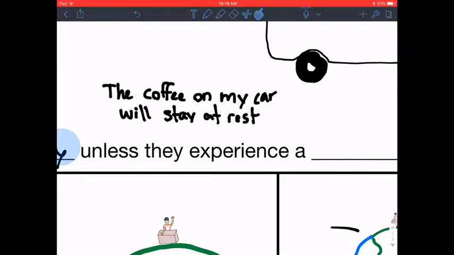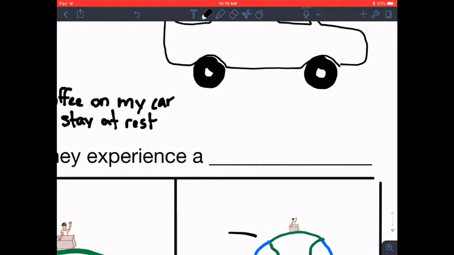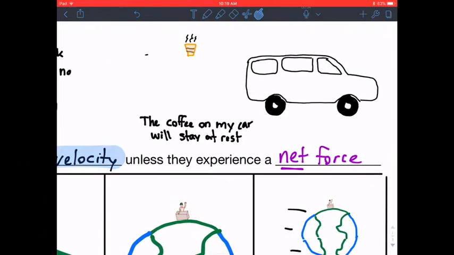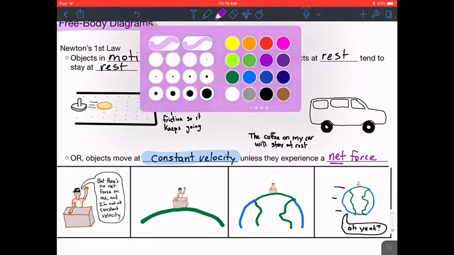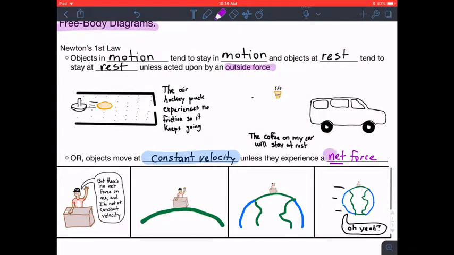And the unless part is going to be unless they experience not an outside force, but what we call a net force. Basically, an outside force makes it sound like there's only one force at a time. Net force is a technique we use to account for all the different forces on an object and figure out if those forces are actually going to change the object's motion and take it out of constant velocity. Okay, so that's what we're saying. Objects move at a constant velocity unless they experience a net force.